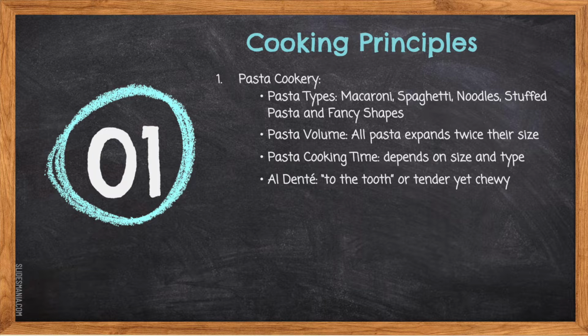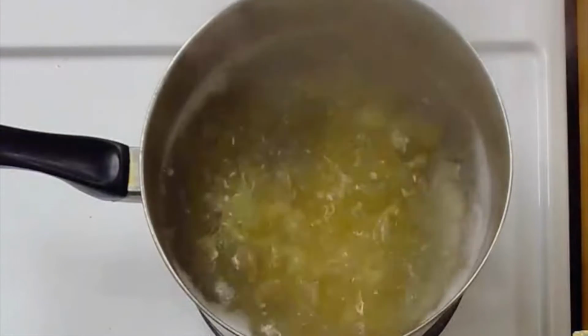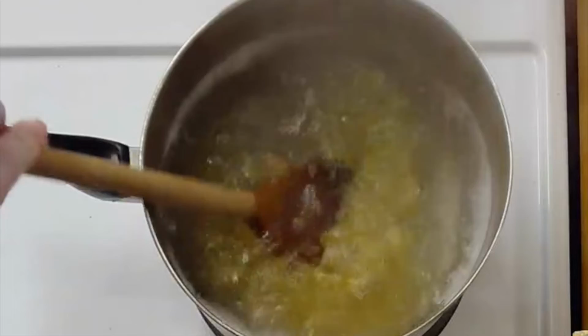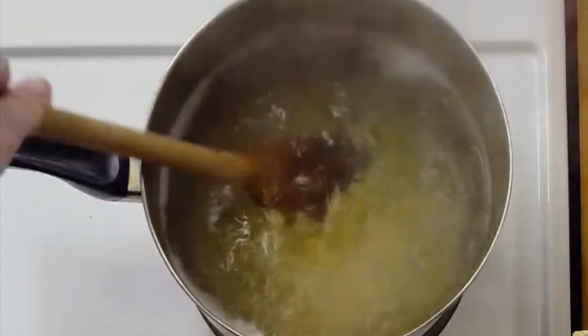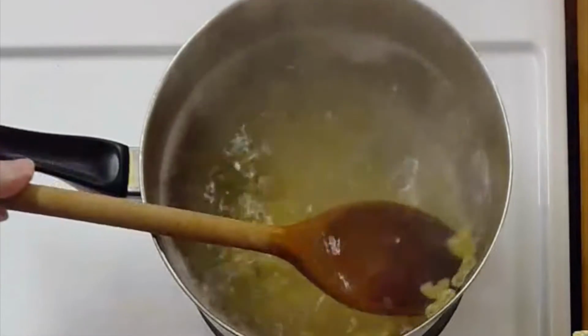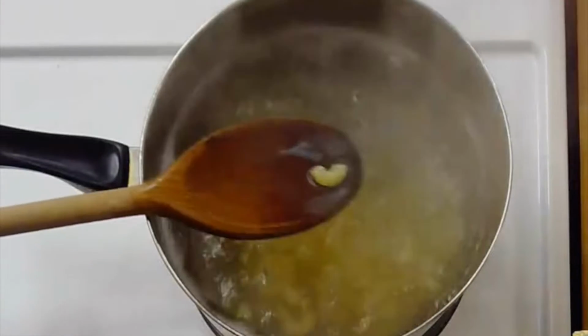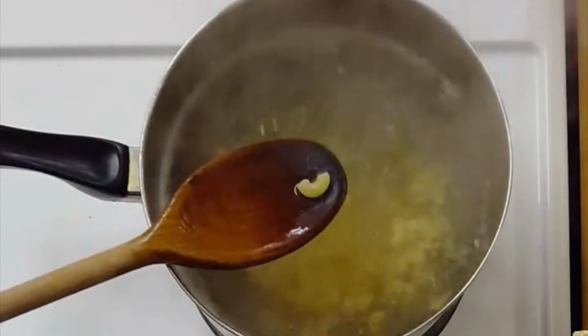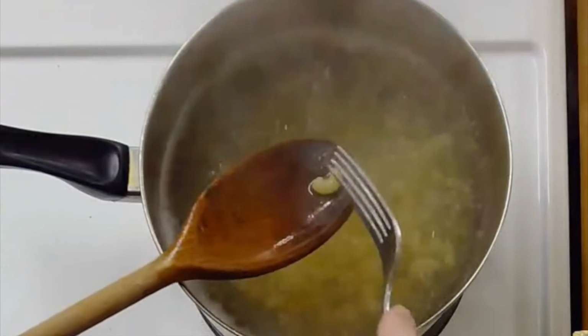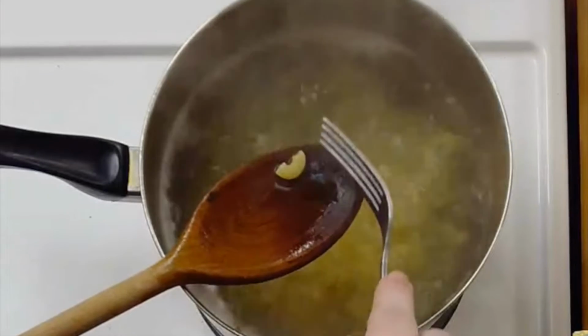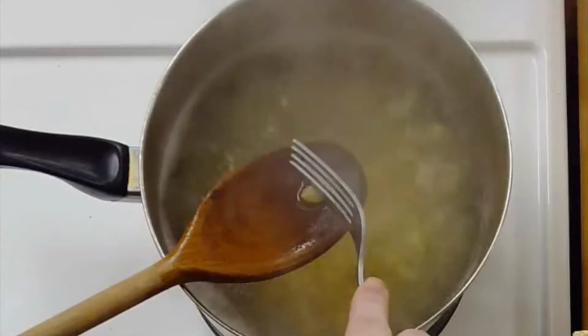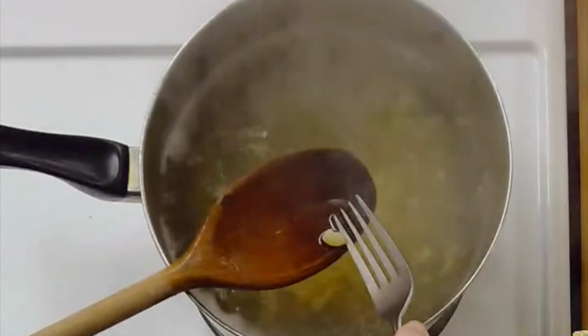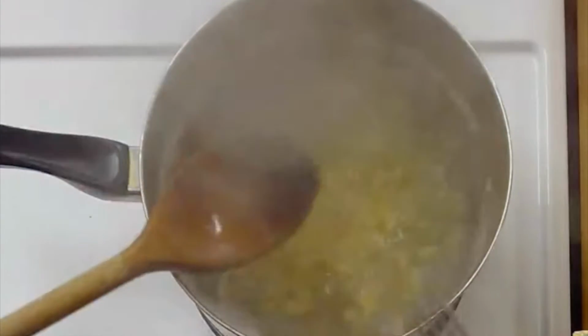The last part about pasta cookery is al dente, to the tooth or tender yet chewy. Learning from the Italians, we say cook until it's al dente. This means your pasta is tender yet chewy. When tasted, it is under the tooth. I usually check with a fork, and if the fork can easily go through it, it might mean it's too mushy. You need to have a little resistance to the fork. Pasta should have a little bit of chew to it. If the pasta is mushy, no one will want to eat it.